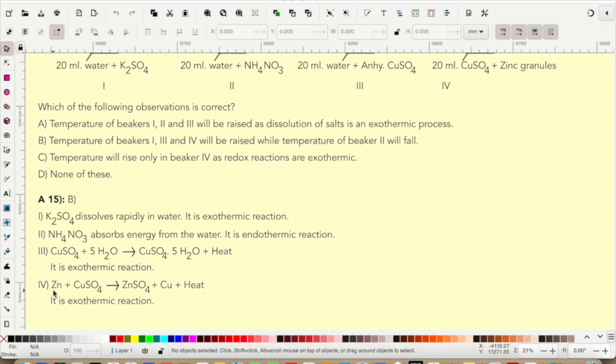In beaker 4, zinc will react with copper sulfate to make zinc sulfate and copper plus heat will be liberated. So it is exothermic reaction, means beaker 4's temperature will also rise. So temperature of beaker 1, 3 and 4 will rise, whereas beaker 2's temperature will fall. So option B is the correct one.